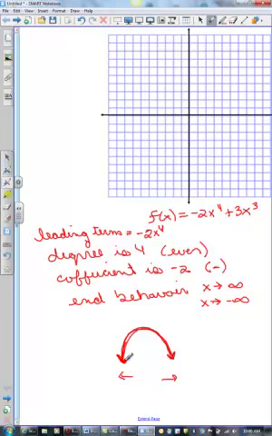Okay, so that's just a little bit of the information. So next thing we want to look at is what our zeros are going to be.